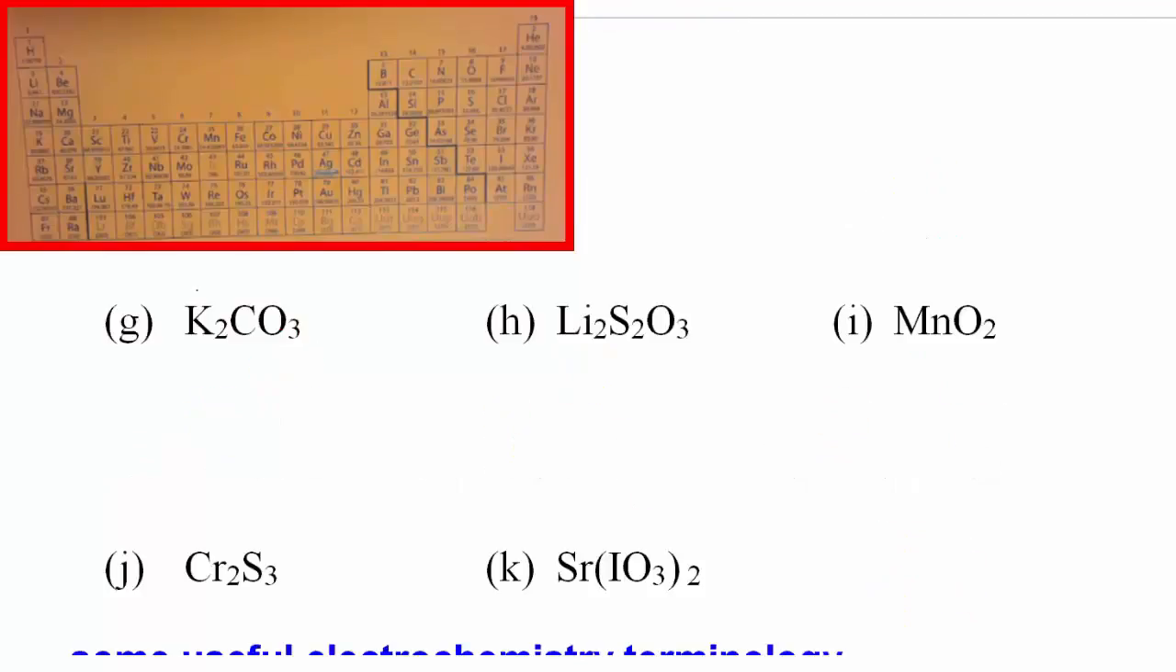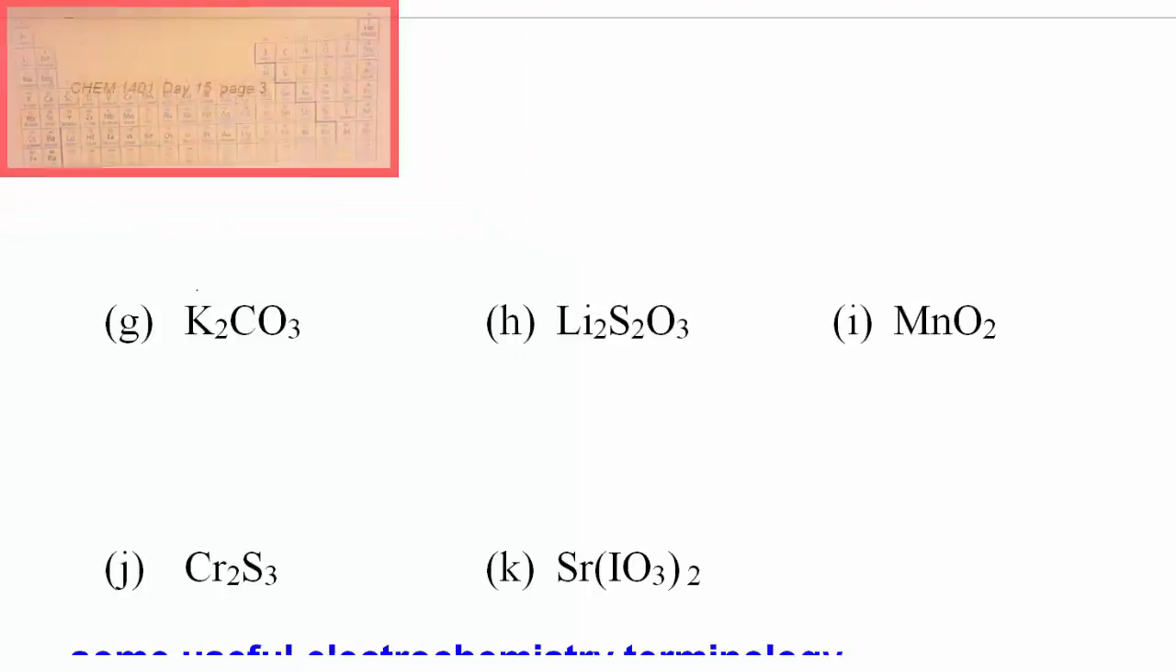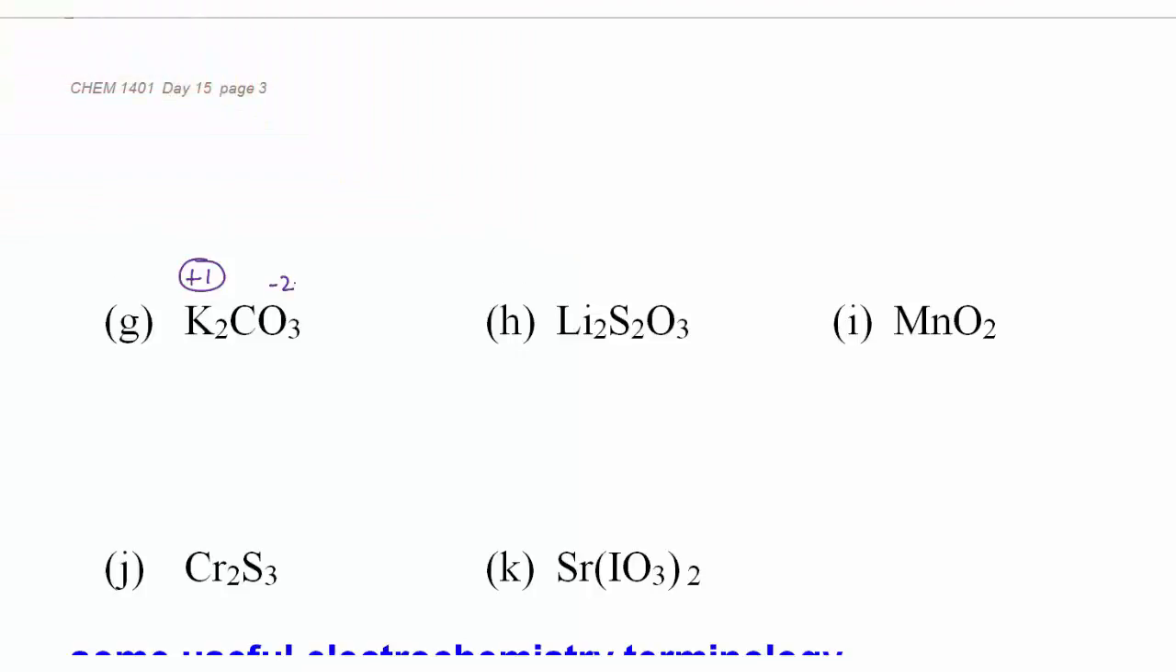Potassium carbonate. Potassium is in group 1. That's going to be plus 1. Each oxygen's a negative 2. It's going to be a negative 6 total. So what does carbon have to be? I've got 2 potassiums, so I really have a plus 2 here. I only have 1 carbon. Has to be a positive 4.